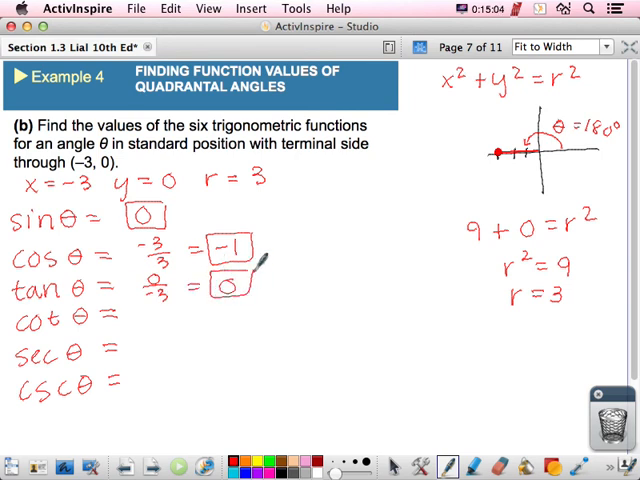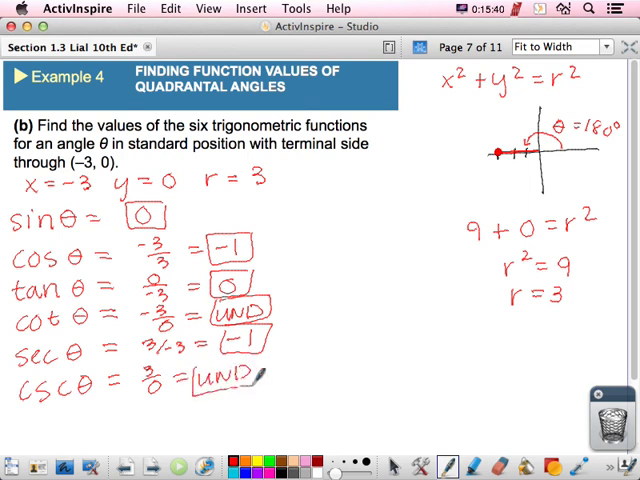And cotangent is what? X over y. Negative 3 over 0 is undefined. And secant is r over x, which is negative 1 again. And cosecant, r over y. So r over y is 3 over 0, so that's undefined again.